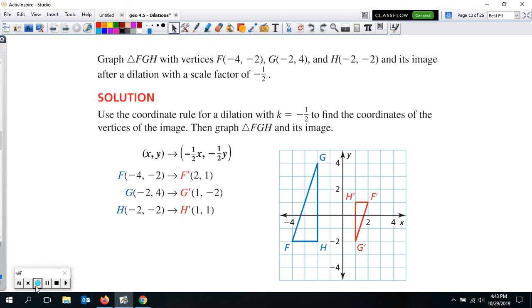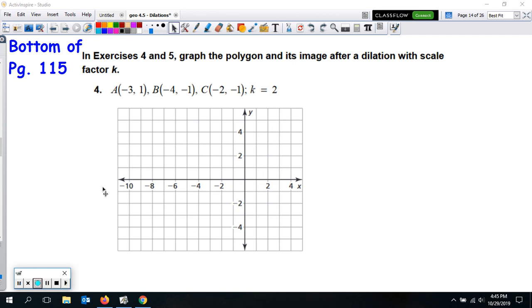All right, let's go ahead and try some now. On problem number 4, it says graph the polygon. So we're given A, B, and C. It's going to be a triangle. So we're going to plot those points and graph the polygon and its image after the dilation with a scale factor of k. It tells us that k equals 2 on this one. Let's go ahead and plot these points.